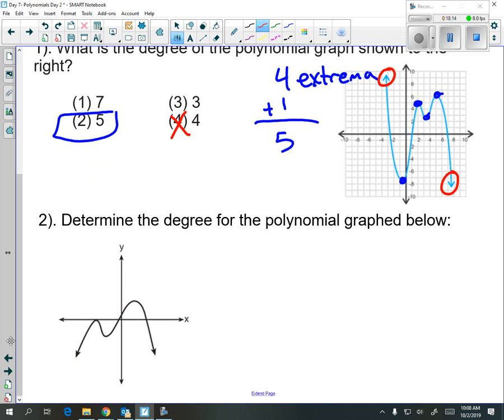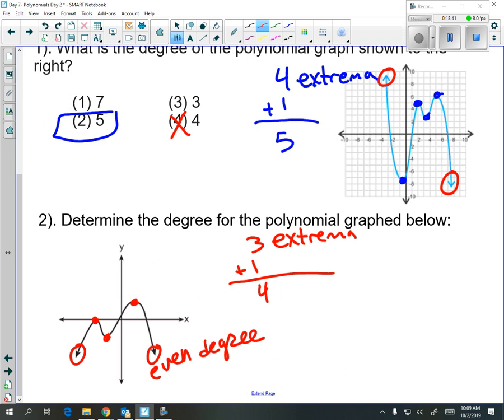Figure out the degree of the polynomial on your own. Again, I know that this has to be an even degree because the arrows go in the same direction. And then I'm going to look at the extrema. 1, 2, 3 extrema plus 1 would be 4 as your degree.